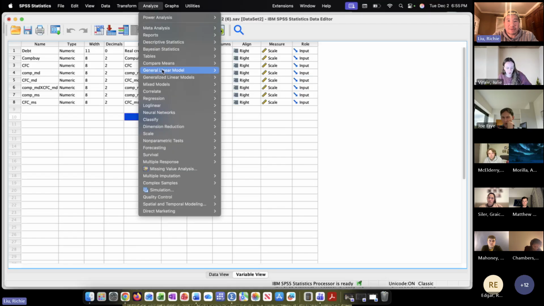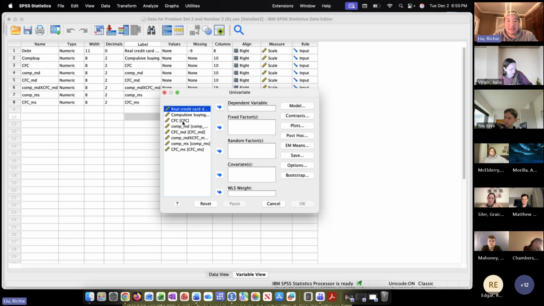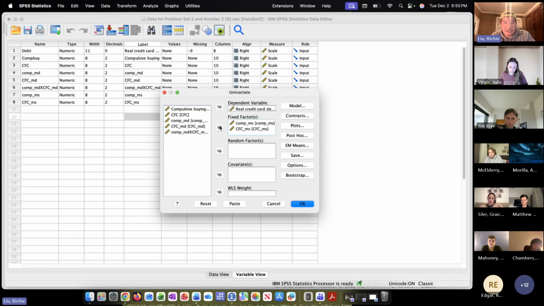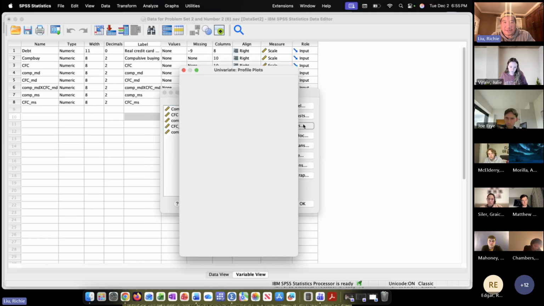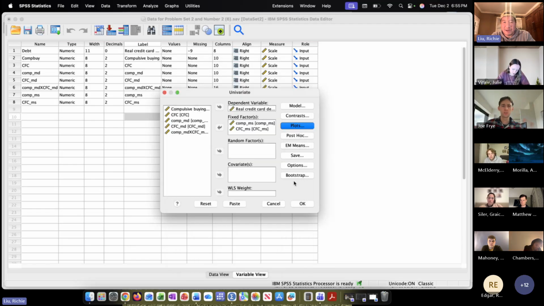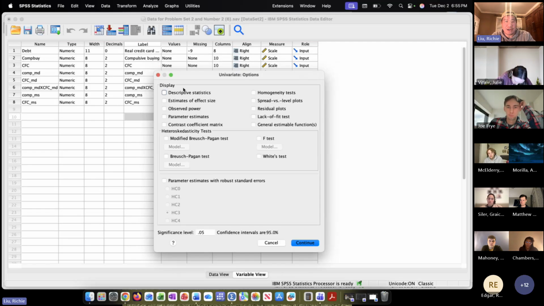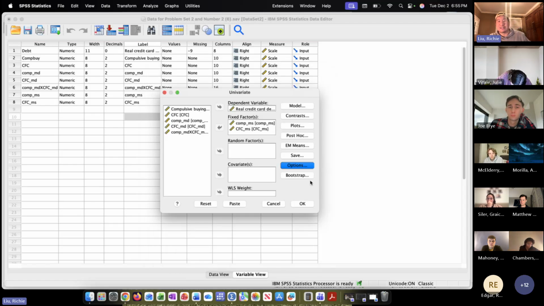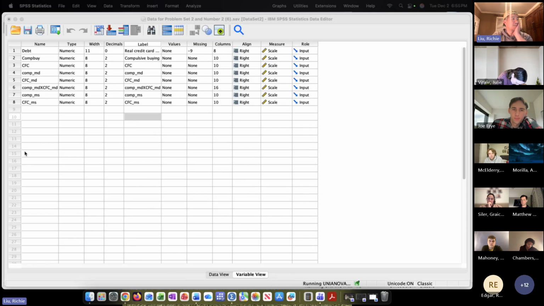So let's go ahead and run the ANOVA on that. Analyze, general linear model, univariate. My DV is credit card debt, and my fixed factors are going to be my comp split and CFC split. I'm going to set my plots up because I want to be able to see that graph. My main effect essentially is comp split, and my moderator CFC will be separate lines. I'm going to add that. We don't really need descriptives right now. I'm just asking us to interpret graphs, but you could run your descriptives if you want. Hit OK, and this is the graph you probably got.